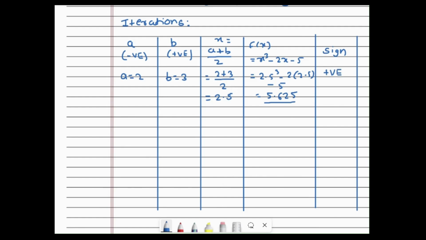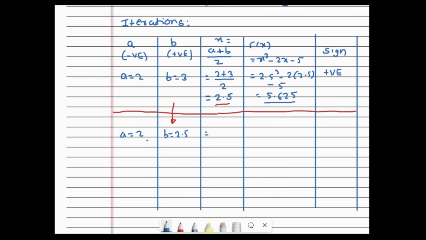So here completes our first iteration. We'll mark a line here. This is iteration number 1. For the second iteration, if this sign is positive, we change the value which has positive function, b. So b will be replaced by 2.5. So new b will be 2.5 and a remains unchanged, a is equal to 2. If this value had come negative, we would have changed the value of a. This is a relatively easy method.